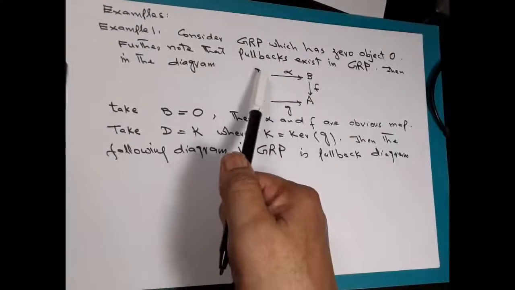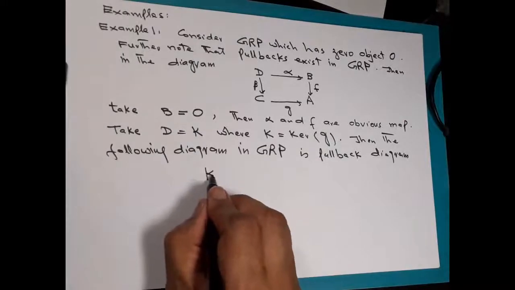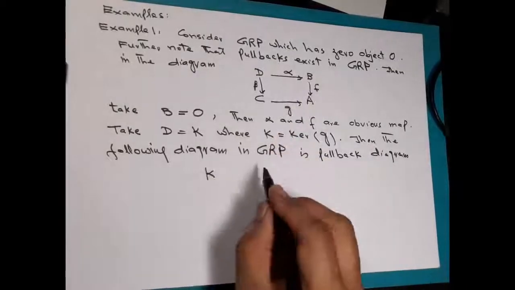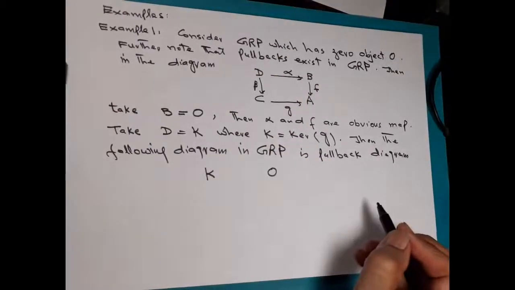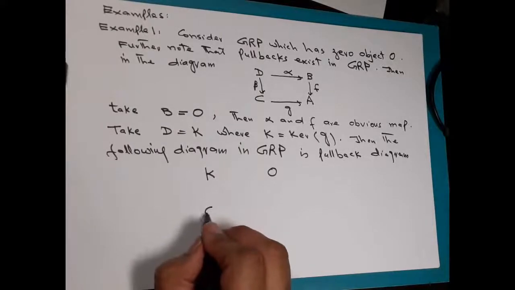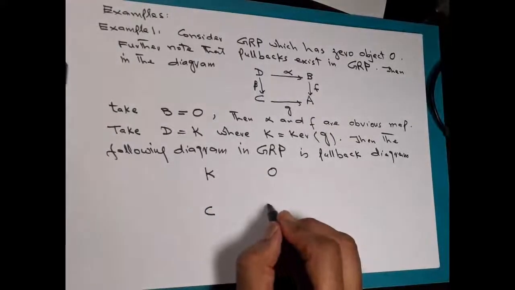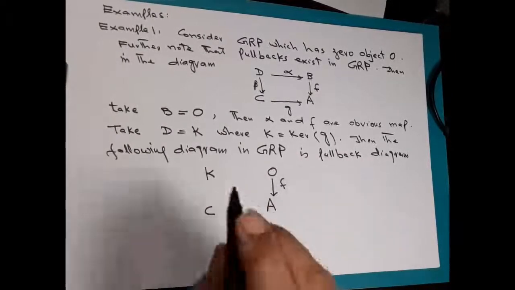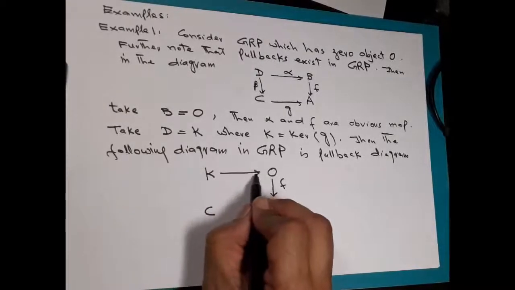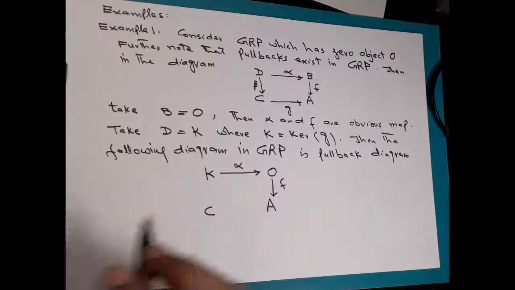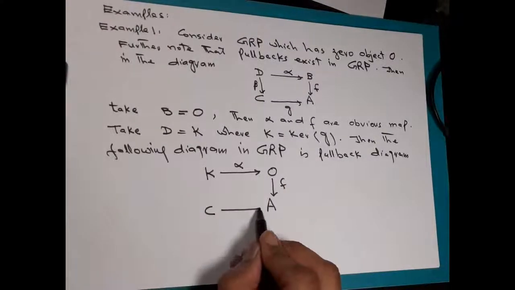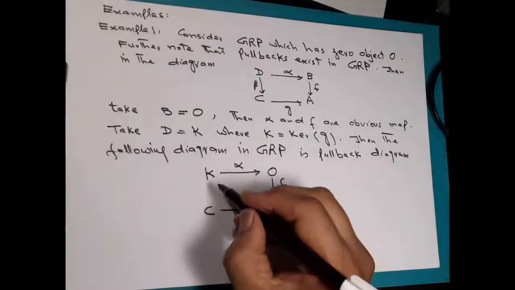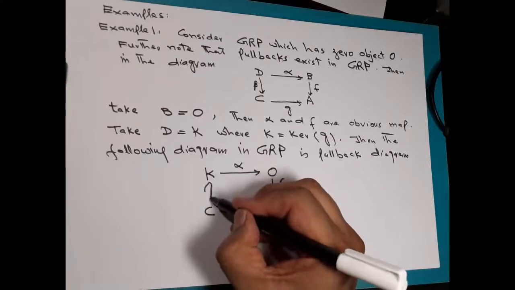So instead of D, we are going to take K, which is the kernel of this map, the group homomorphism G. Instead of B, we are going to take the zero object, and then we have C and A, and we know what this map F is going to be, and we know what this map alpha is going to be, and this is the group homomorphism G, and this is the kernel of G. So this map is just going to be the inclusion map.